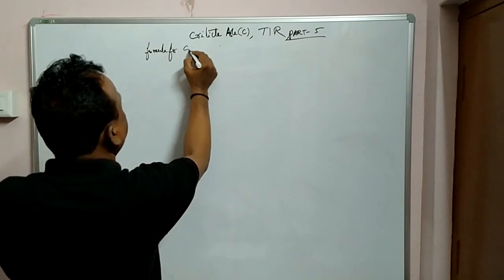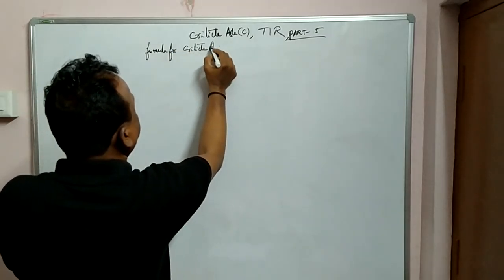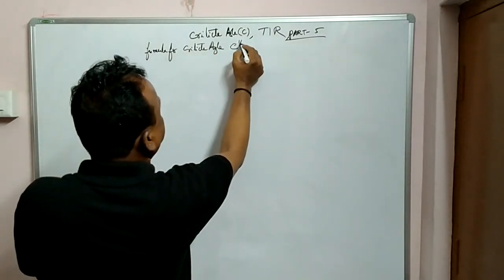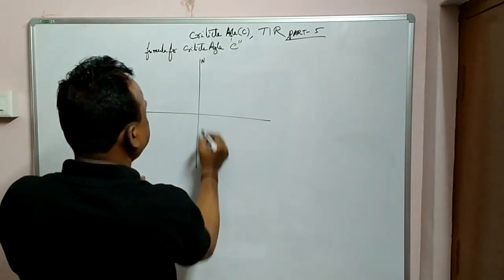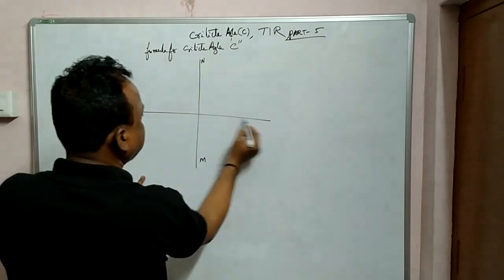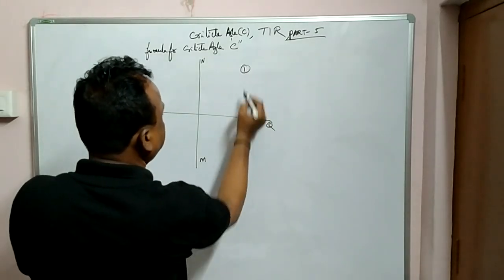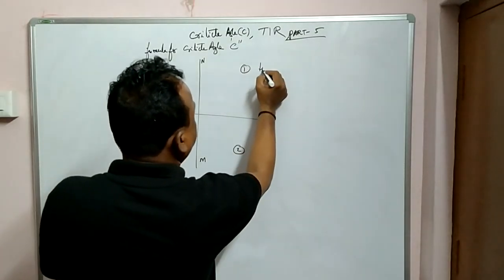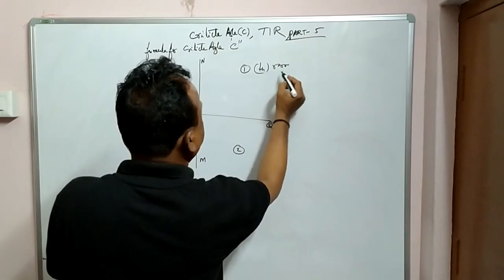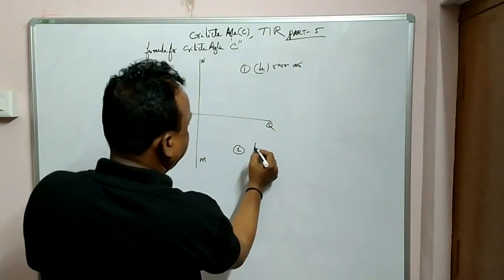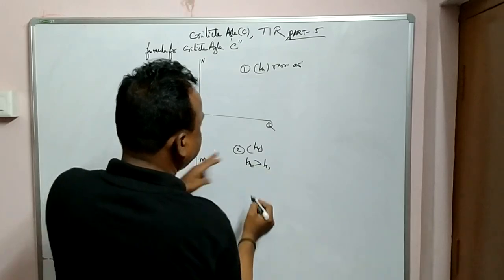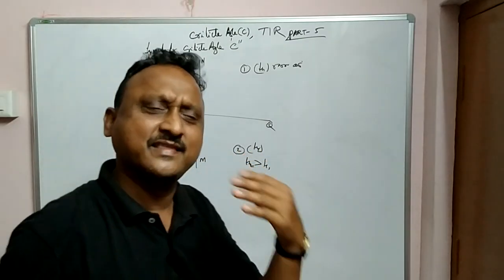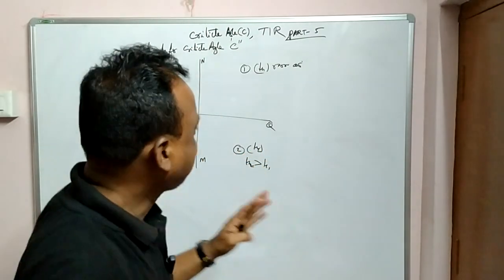Formula for critical angle, that is C. Look, this is the normal NM, this is the surface PQ separating medium 1 and medium 2. The first medium is rarer, you can take it as air. The second medium is denser, and of course mu2 is greater than mu1. Denser means it's your choice, you can take other than air, like fluid, water, glass, anything.